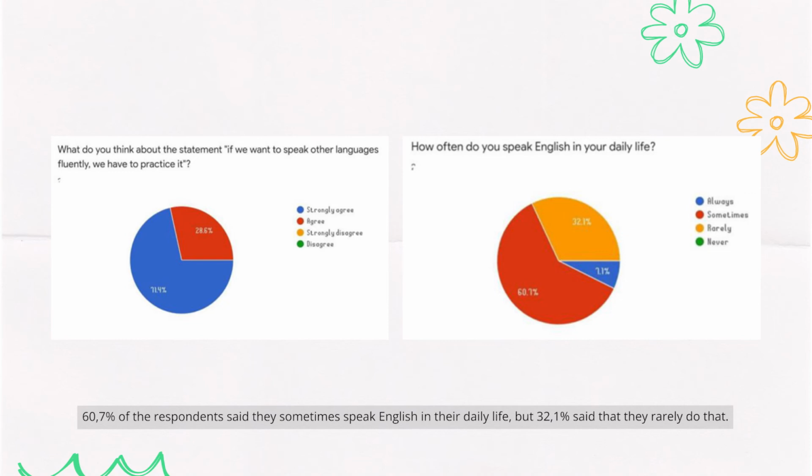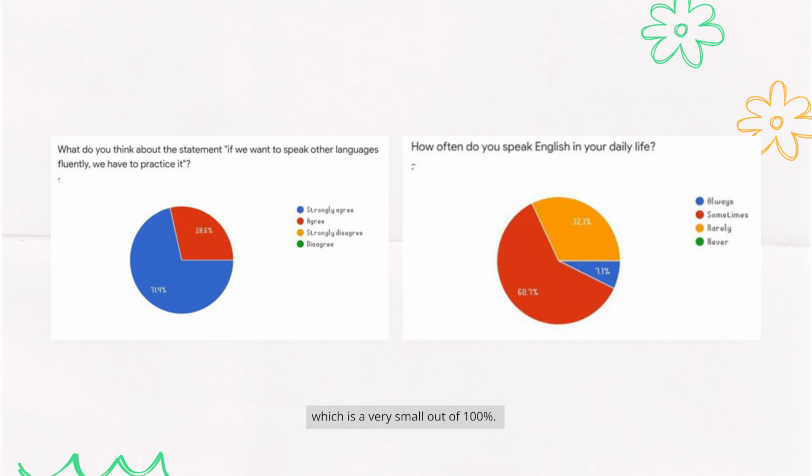60.7% of the respondents said that they sometimes speak English in their daily life, but 32.1% said that they rarely do that. Meanwhile, only 7.1% of the respondents said that they always speak English in their daily life, which is a very small number out of 100%. Somehow, this situation is understood as the participants do not live in an English-speaking country, therefore it is quite difficult to meet people who are able to talk in English with.